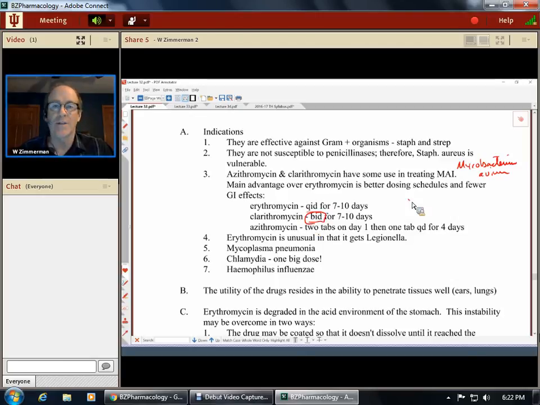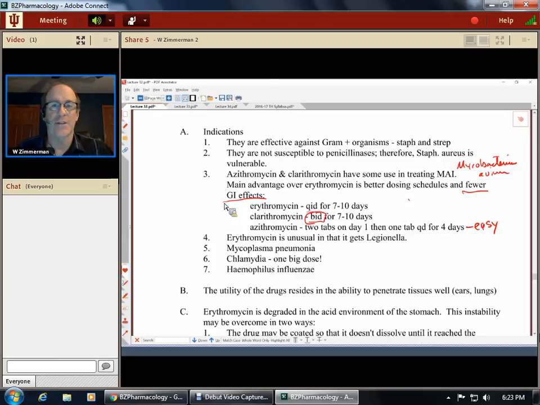But azithromycin, it's given in different ways, but one of the most common ways it's given is 2 tabs on day 1, then 1 every day for 4 days. That is really remarkably easy. So the dosing schedule has helped a lot, but they've also got fewer GI effects, which I'll talk about down below.